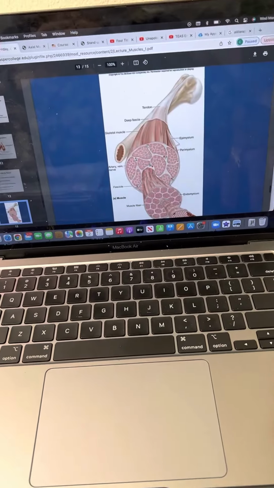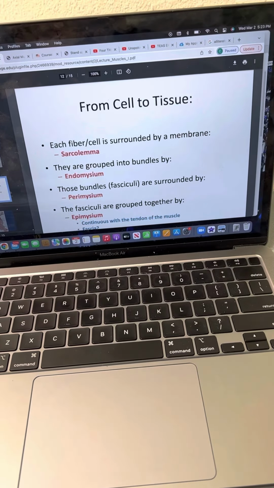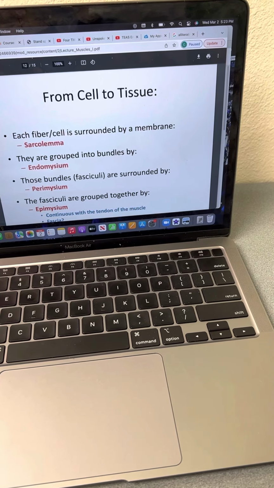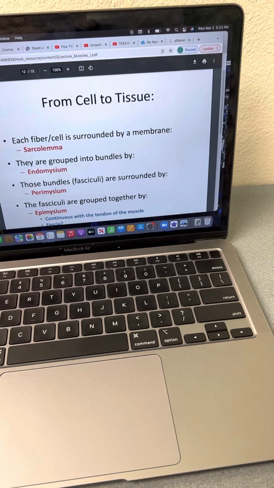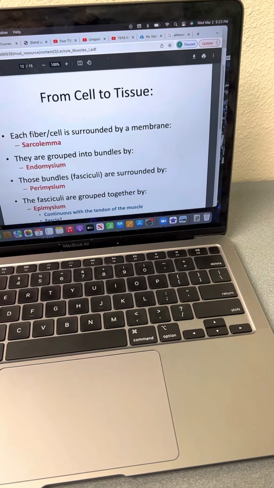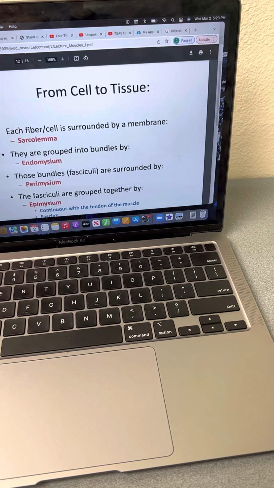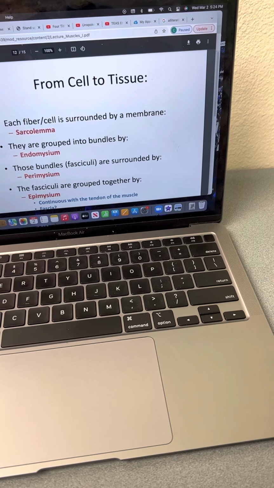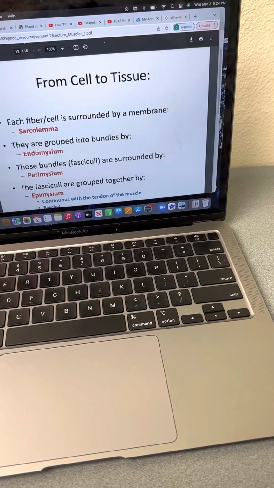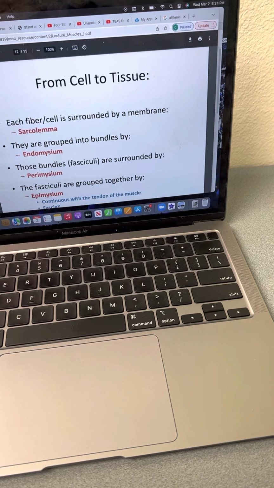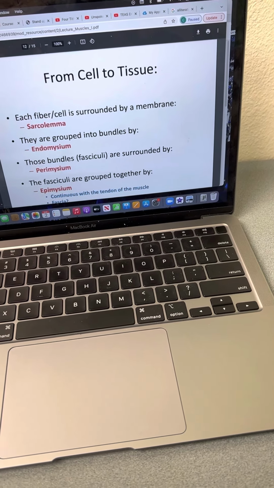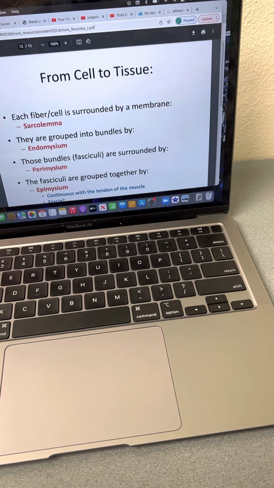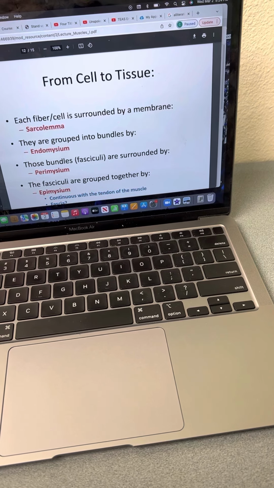From cell to tissue. Each cell fiber is surrounded by a membrane, the sarcolemma. This is a muscle cell. They are grouped into bundles by endomysium. These bundles, fasciculi, are surrounded by perimysium. The fasciculi are grouped together by epimysium, continuous with the tendon of the muscle fascia.